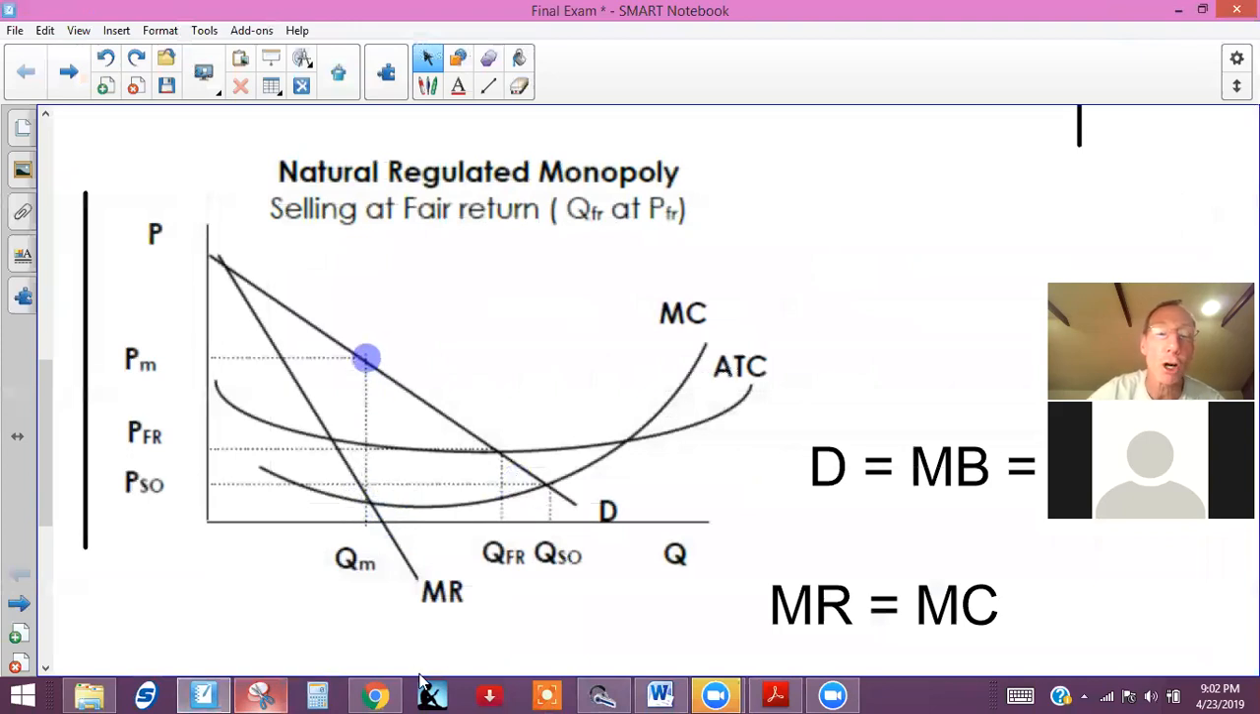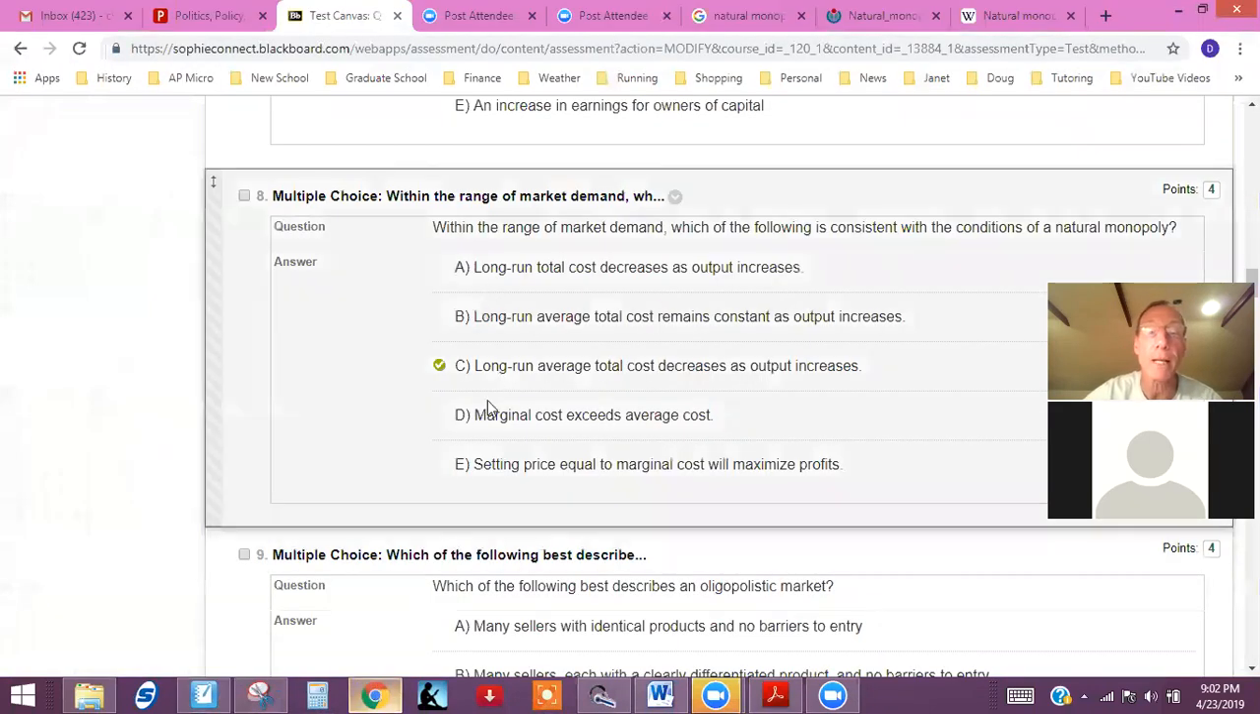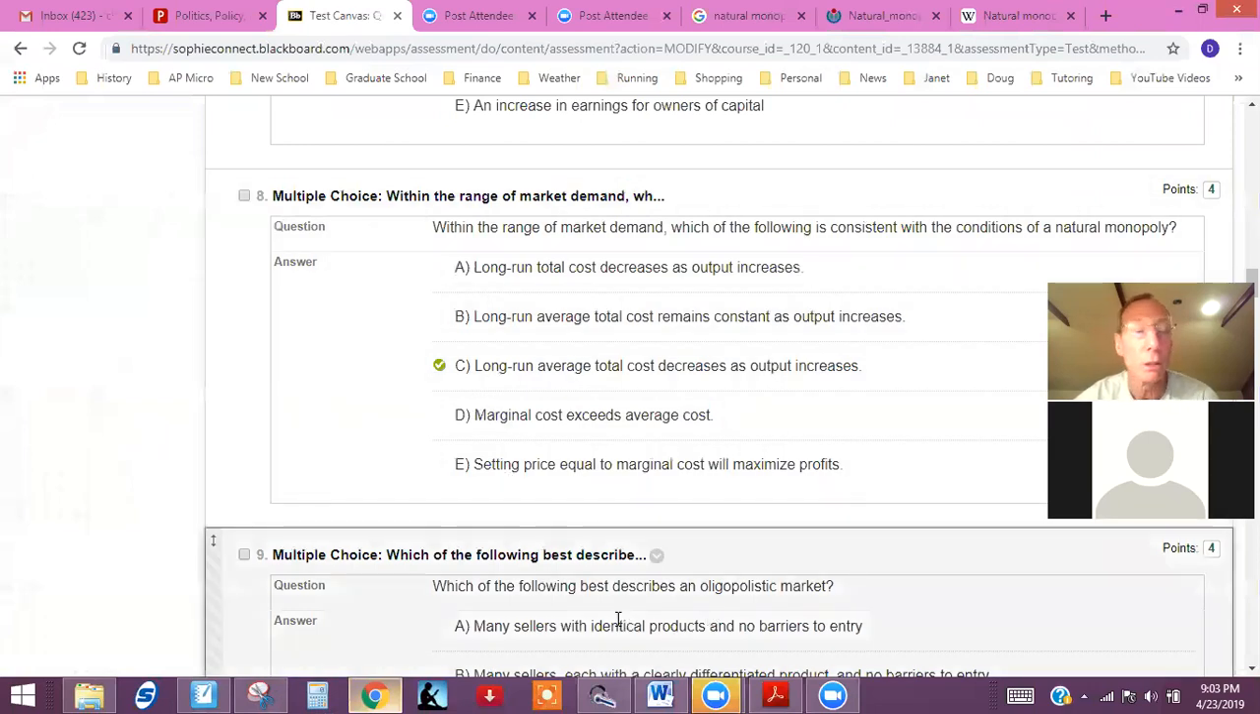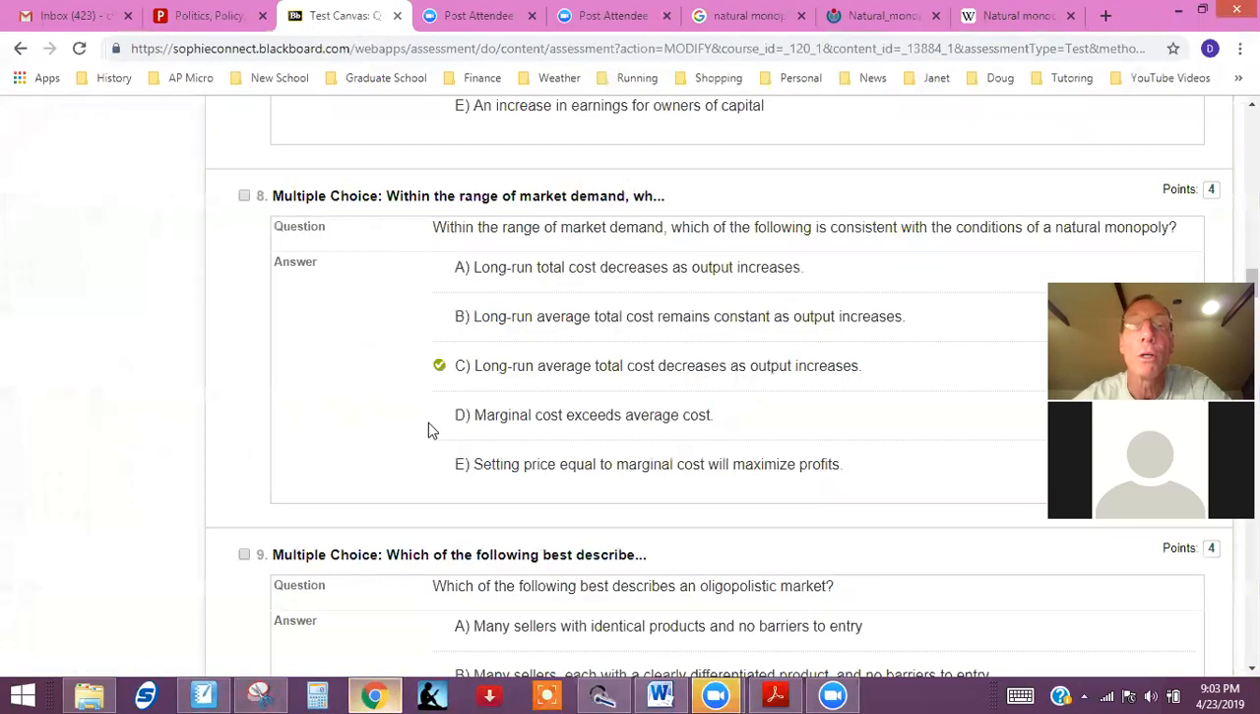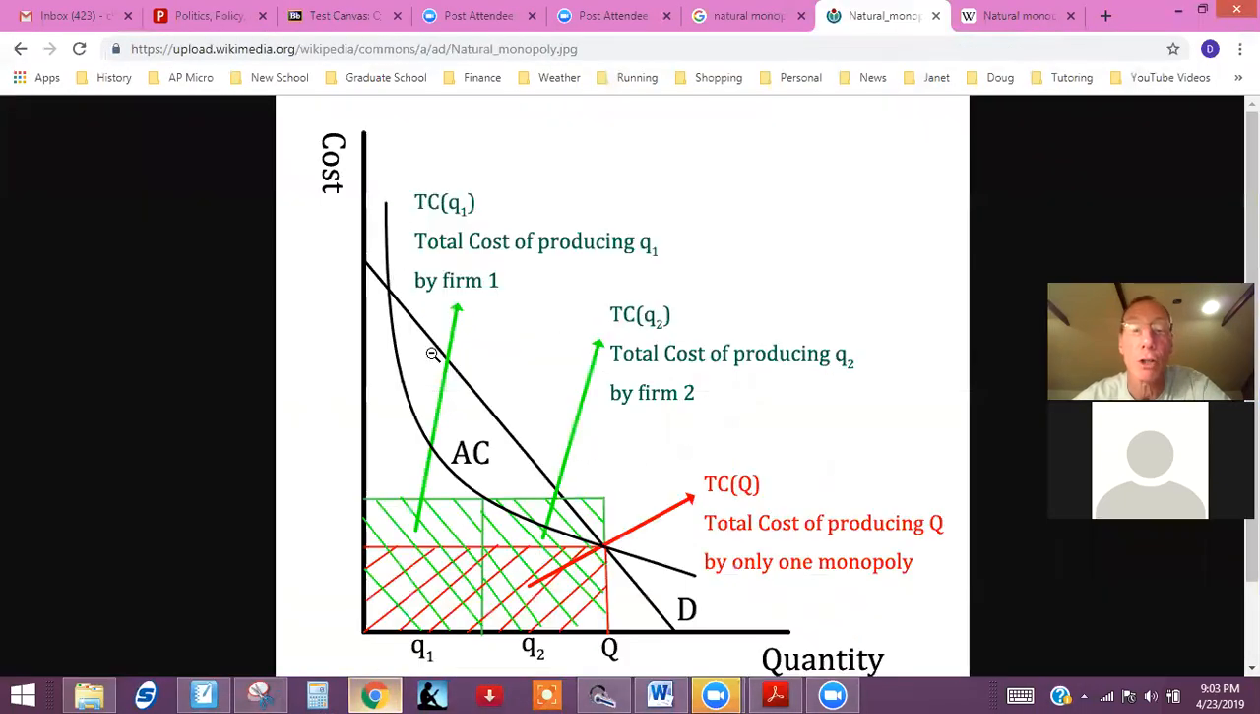So if you weren't 100% sure, or were confused a little bit, A, B, D, and E are absolutely not true. So it's got to be C, right? And typically, this is what happens. When you Google a graph or look at a book and see a graph of a natural monopoly, more often than not, they will not show the average total cost curve going back up again. More often than not, they'll show the average cost going down, down, down. Okay? Does that help you?